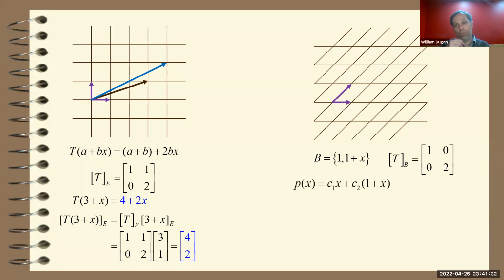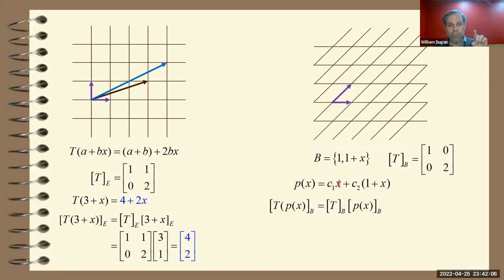So if you have just a generic polynomial, in this case first degree, it can be written uniquely in terms of some scalar times 1. That should be a 1 there, not x, because the basis is 1 and 1 plus x. There you go. And some scalar times the other vector in the basis, 1 plus x. So if you were to find the coordinates of p(x) relative to that basis, those coordinates would be C1 and C2.